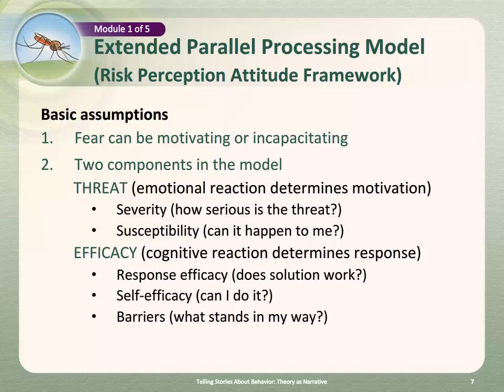The second part of efficacy is self-efficacy, which refers to the perception that you, yourself, can perform the action in order to control the threat. So, for example, self-efficacy might refer to whether you think it's possible to use a bed net consistently in order to prevent malaria. The third part of efficacy refers to barriers, a perception of what might stand in your way that would prevent you from practicing the behavior in order to reduce the threat.